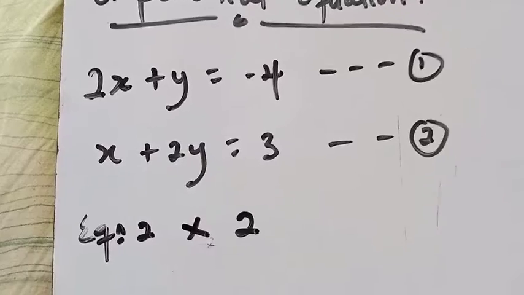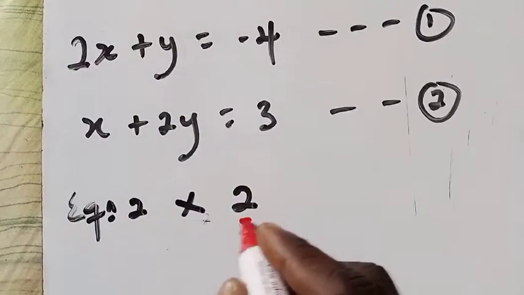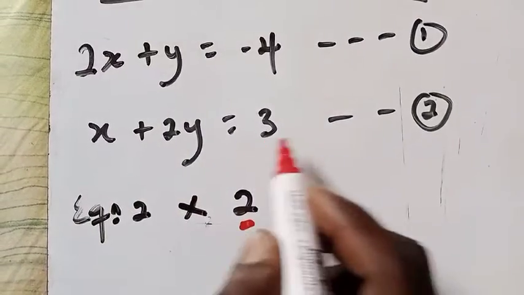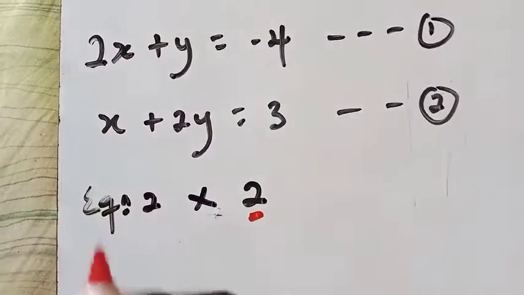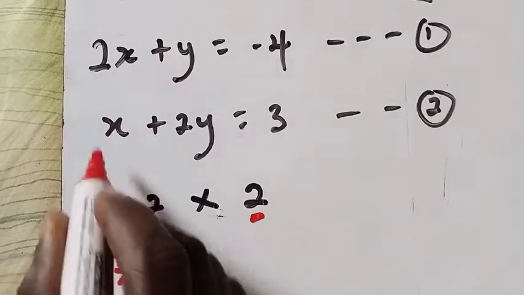Meaning that we are multiplying. Let me use a reference so you can see that we are multiplying equation 2 by 2. So here we have 2x, right? So 2 multiplied by this one will give us 2x.